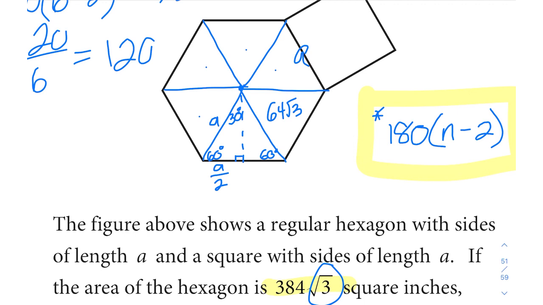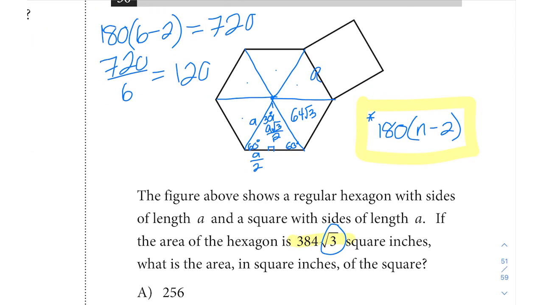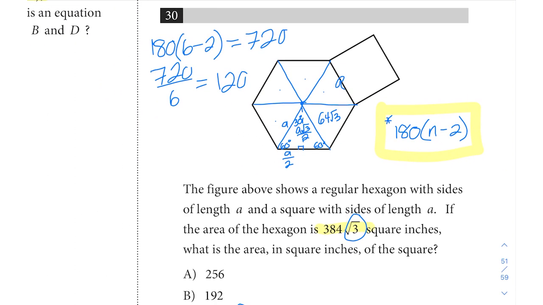because if the entire side length is A, then we can figure this out. This would be A over 2. This diagonal here would be A. This height would be A root 3 over 2.